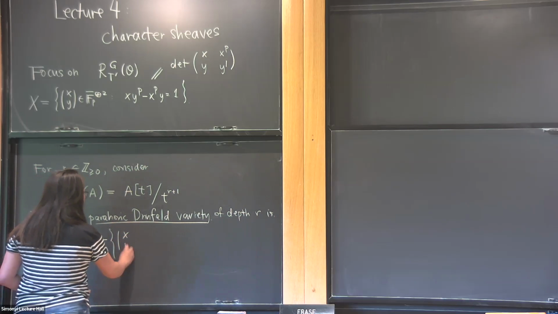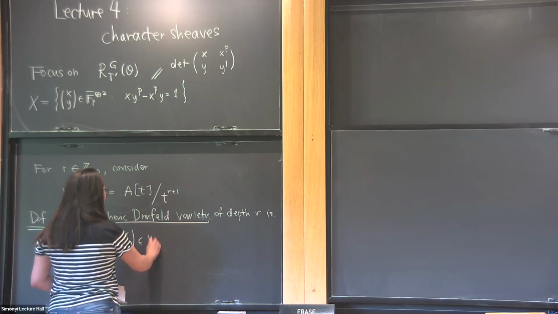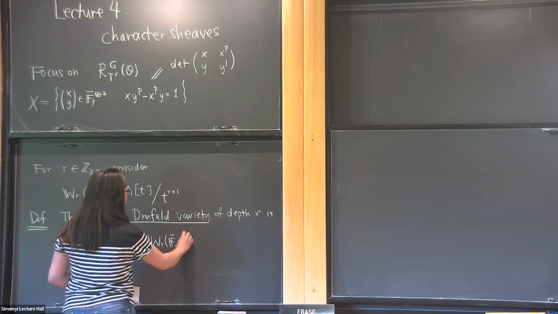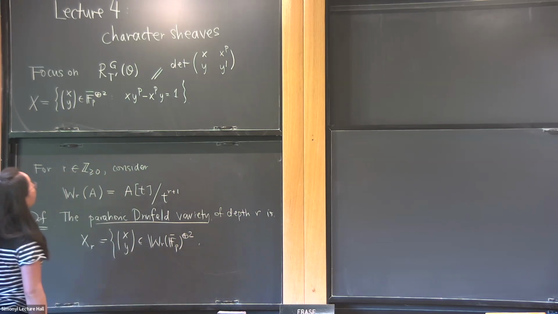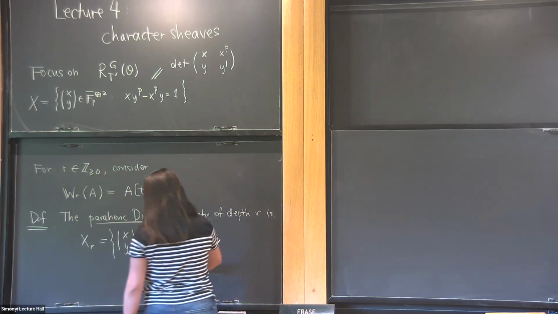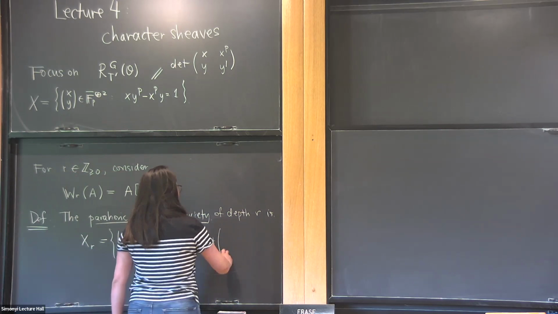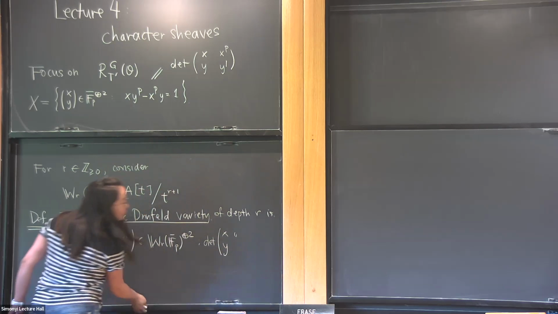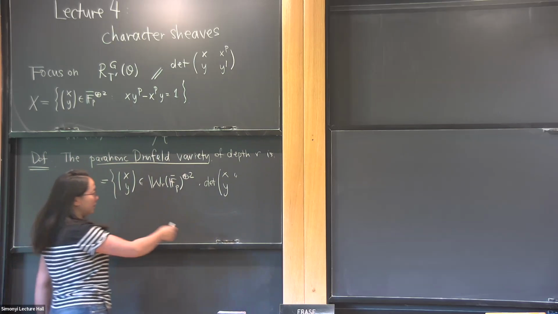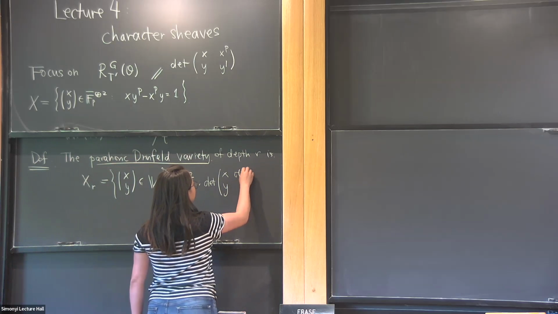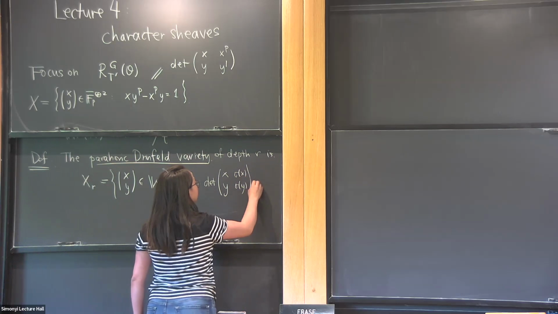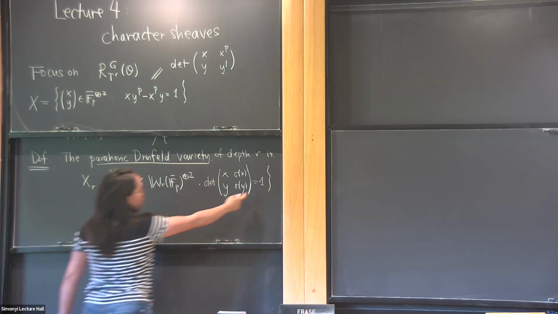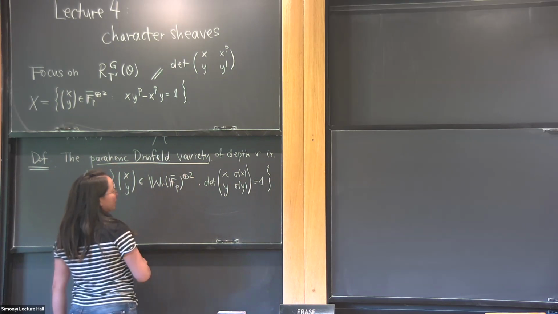It's the set of all x, y inside now two copies of W_r of F_p bar, where the determinant of this thing, x, y, sigma x, sigma of y, is equal to 1. Sorry, I forgot about this. So that's the definition. And so this is the one viewed inside this truncated Witt ring.